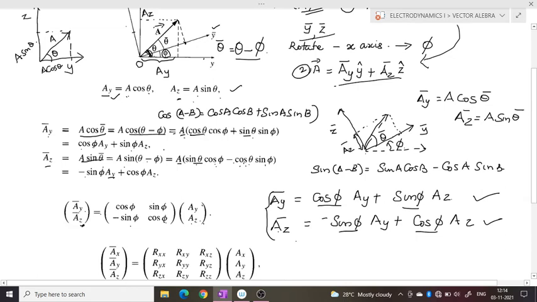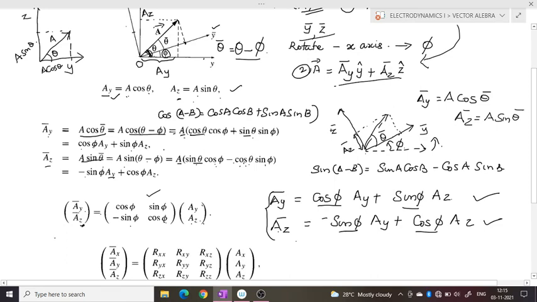Okay, so we can represent these two equations in matrix form like this. This is the matrix notation for transformation. This is a matrix which represents the transformation from the yz axes to the y dash z dash axes. So this is the transformation matrix.